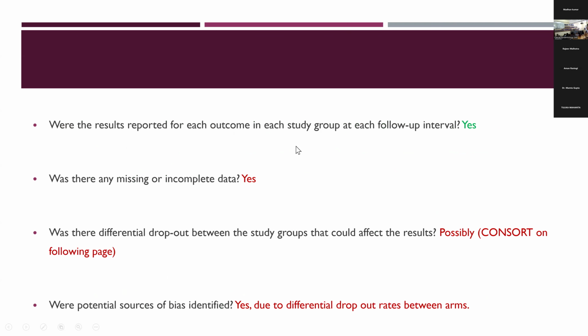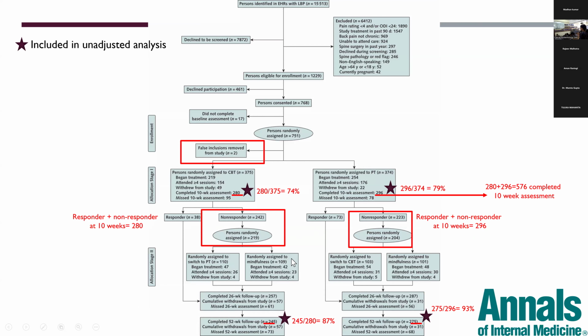Results were reported for each subgroup, for each outcome in each study group, and there was missing data. I thought there was missing follow-up between arms, and there was. They have also mentioned that there is some bias because of differential dropout rates. This is the same picture that I had put earlier.